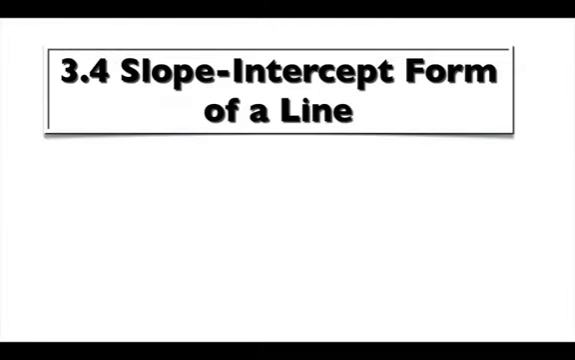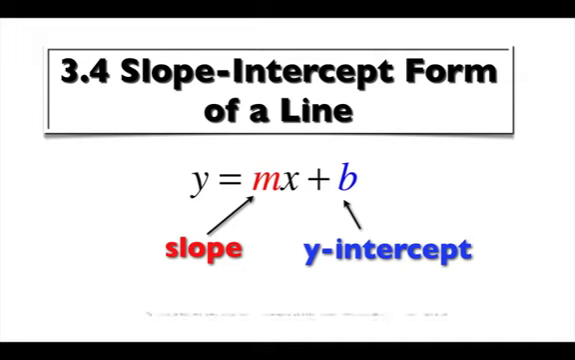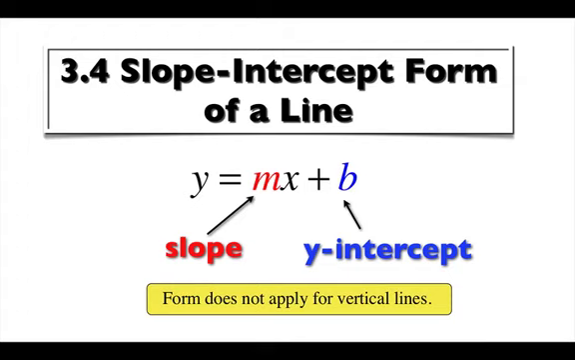Section 3.4, slope-intercept form of a line. This is the form. This is what we call slope-intercept form: y equals mx plus b. Why do we call it that? Because in this form, the m represents the slope, and the b represents the y-intercept. And just a note that we need to keep in mind, this form does not apply for vertical lines.